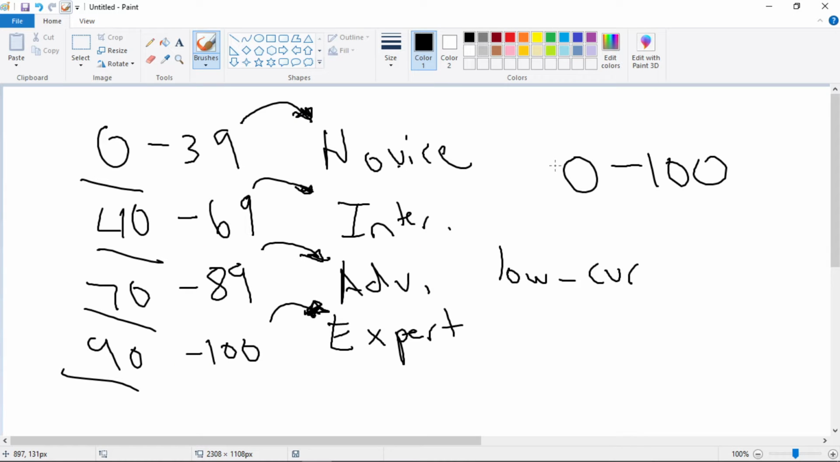So that was the biggest problem. In order to solve it, your question is, if you're a novice, let's say you have 20. How many points do you need to get to the next level, which is intermediate? In this case, the lowest amount is 40. So 40 minus 20, you'll need 20 more points. And the idea is you take the lowest value needed for the next level, which is 0, 40, 70, or 90, these four numbers, and you subtract your value from it.